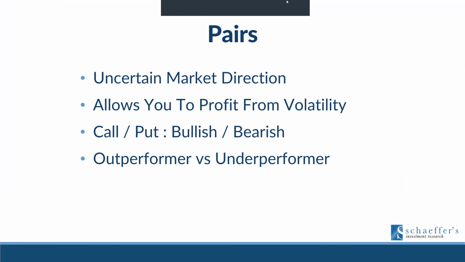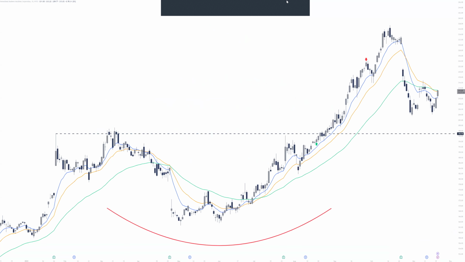In my opinion, it's best to play either on that contraction break or when you're up at a peak like that. Because it can keep you in that momentum trade going higher, or it can be a nice hedge to go lower. Pairs: uncertain market direction allows you to profit from volatility, call, put, bullish, bearish, outperformer versus underperformer. Two classic examples here.